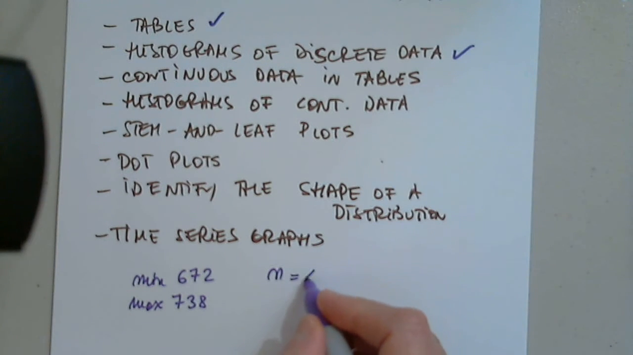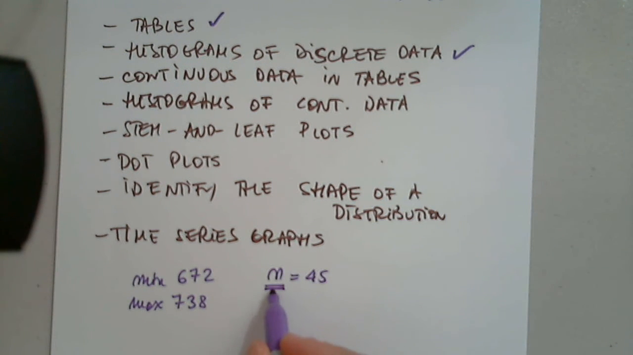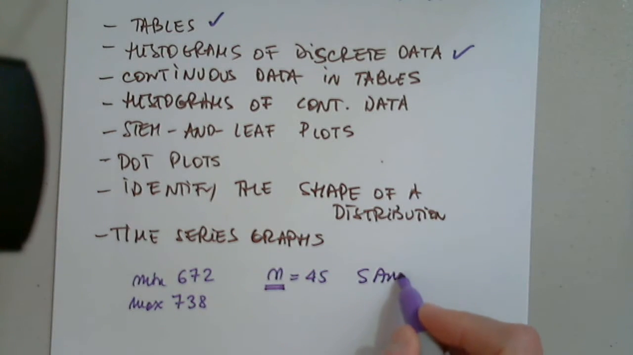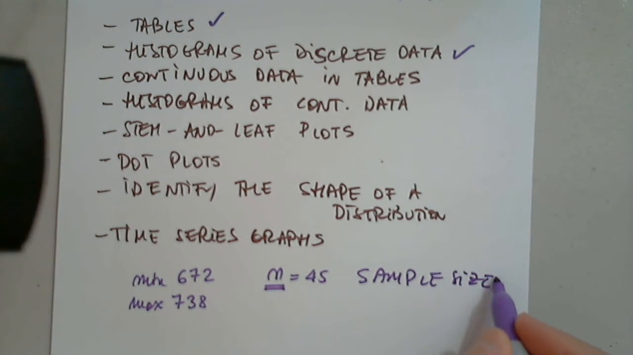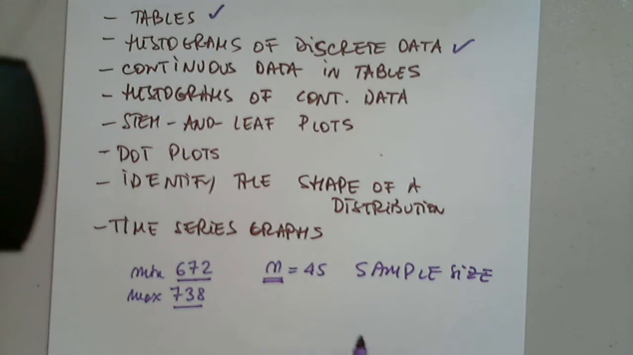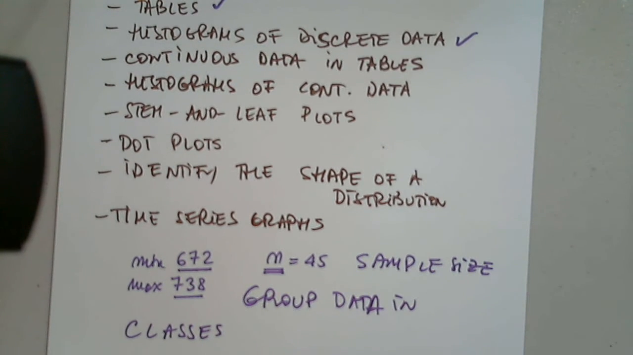Remember the sample size, 45. This is the notation, lowercase n, sample size, and we have 45. We have the minimum in the sample, 672, and the maximum, 738. We want to group data in classes. So let's group the data in classes. But the question is, question number one, how many classes?